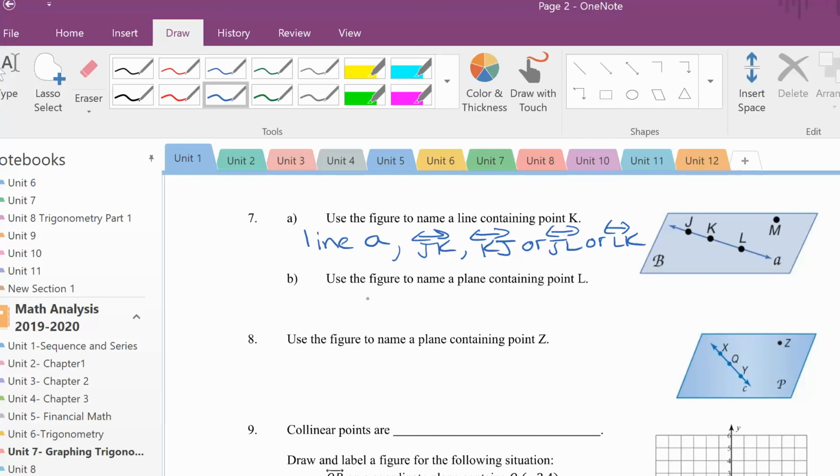It also says use the figure to name a plane containing point L. Well, here it's plane B. Or if you wanted to, you could have also said plane KLM. That's another way. Or you could have said plane JK or JLM.